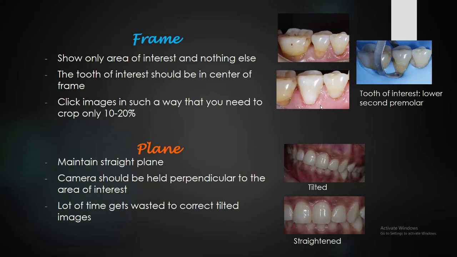So basically, good framing is one wherein you are able to see the subject of interest with a little bit of front and back of it. You can see consistently three teeth in all the three images. You need to click the images in such a way that you crop just 10-20%. But see to it that your frame does not include an unnecessary number of teeth.